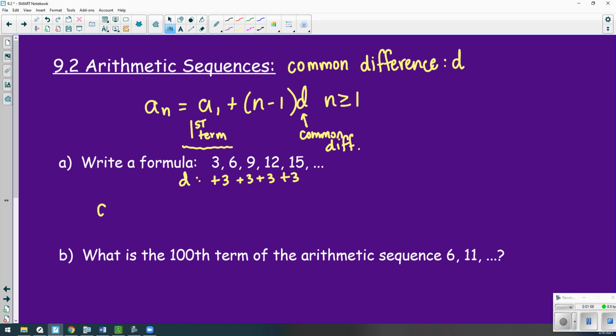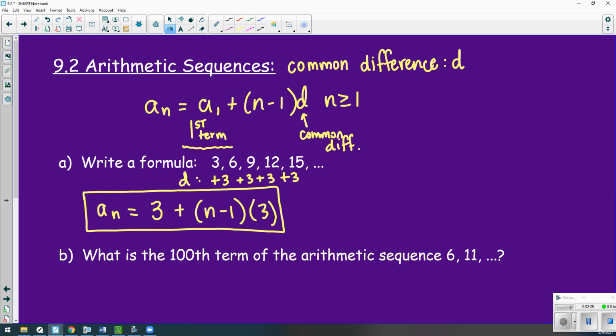So my formula will be a sub n, or any nth term, is equal to the first term, which is 3, plus n minus 1. This is the expression that says I already used that first term, and then times the common difference of 3. So that's that. Now, if you wanted, you could distribute in the 3 and then combine the like terms, but we're going to leave it just like this. An explicit formula for that sequence. I'm going to write the word explicit with it.